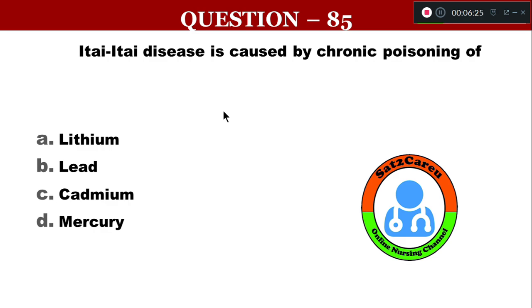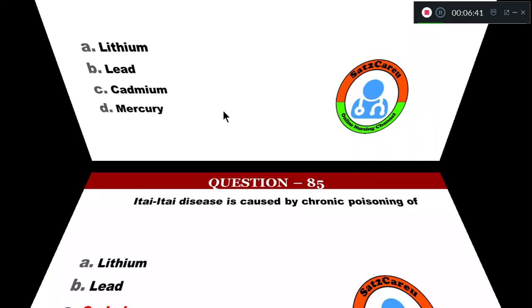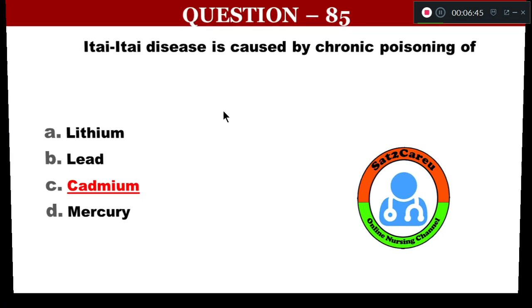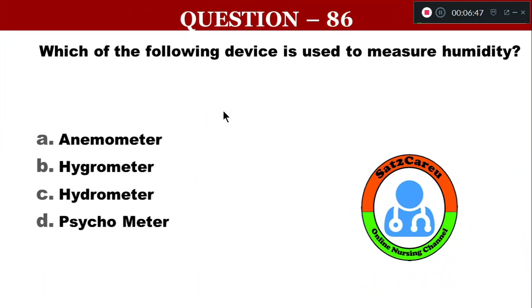Question number 85. Itai-itai disease is caused by chronic poisoning of option A lithium, B lead, C cadmium, option D mercury. This disease is associated with chronic poisoning by cadmium. Question number 86. Which of the following devices is used to measure humidity?